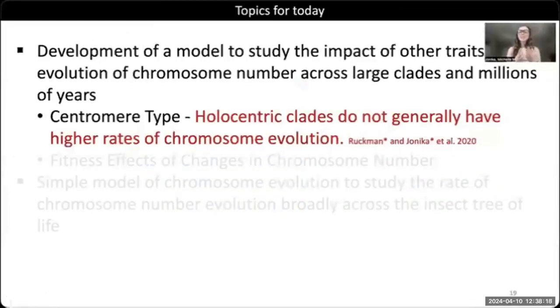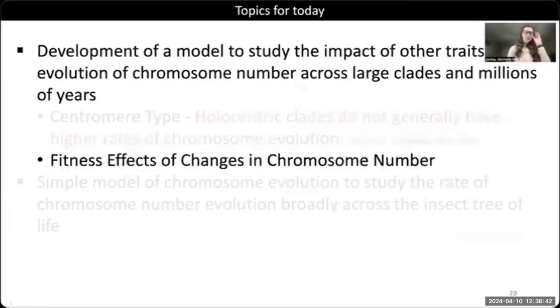And so therefore, taking all of this data together, when we come back to our question discussing whether holocentricity is responsible for the extreme chromosome number variation that's observed in Lepidoptera, we find that holocentric clades do not generally have higher rates of chromosome evolution. Therefore, we don't believe that holocentricity alone is responsible for the extreme chromosome number variation that's observed in this clade. And so that was a really interesting study.